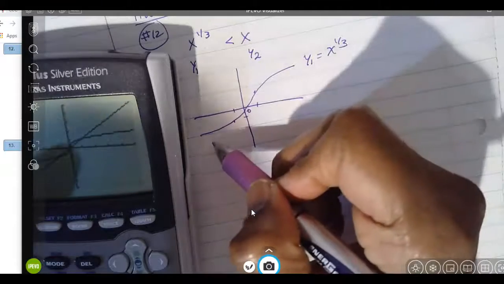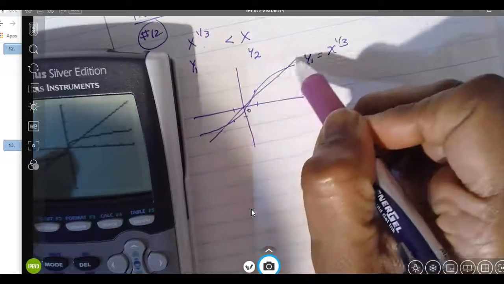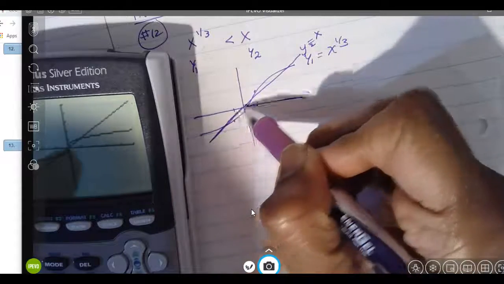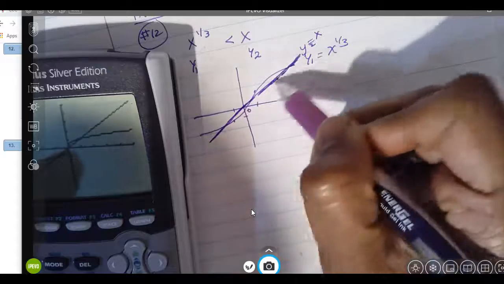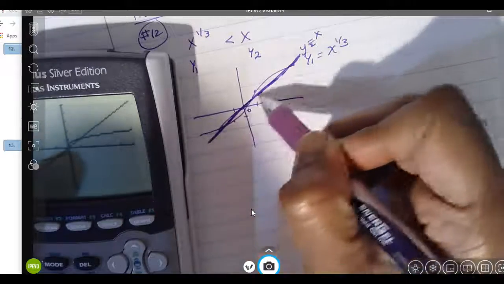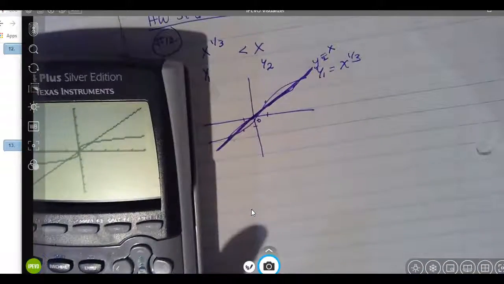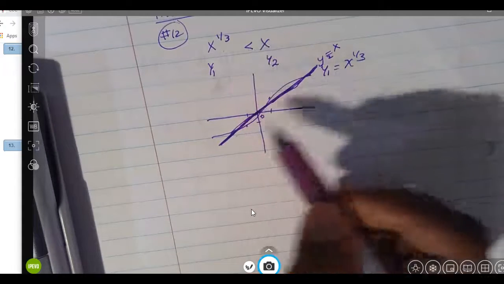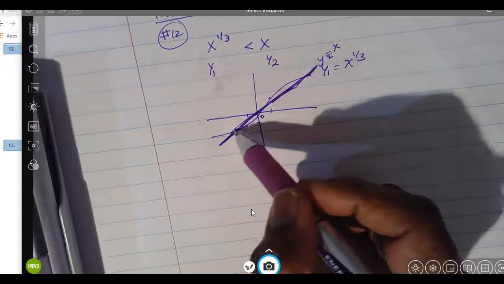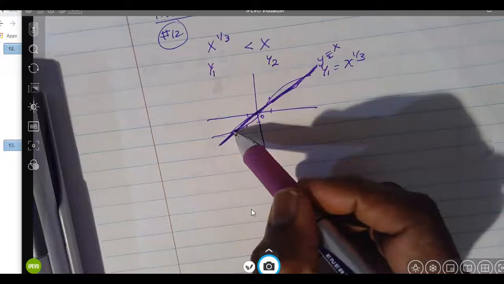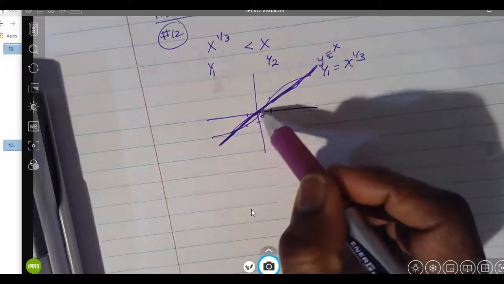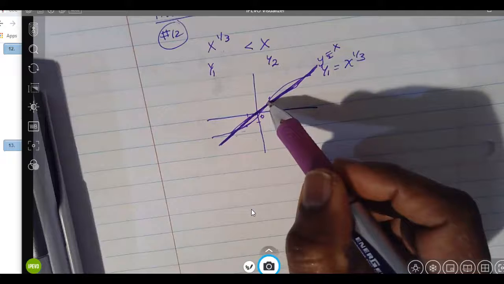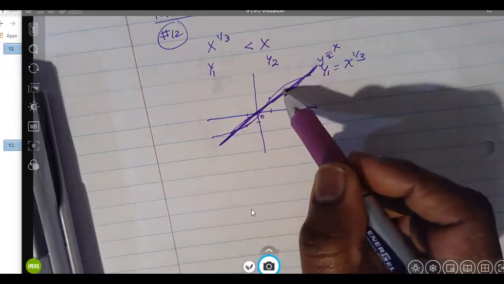Okay, so it appears that y equals x cuts the graph. This is y2. I'm going to make it a little darker. Okay, you can use a different color or something else as well. We need to see where x to the 1/3 is less than x. So where is it below the diagonal line? So it's below over here. Okay, and then x to the 1/3 becomes higher than that.